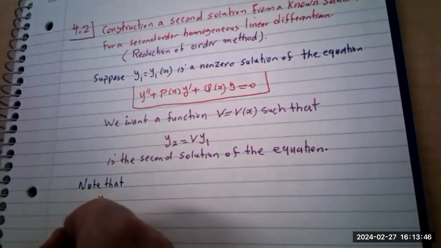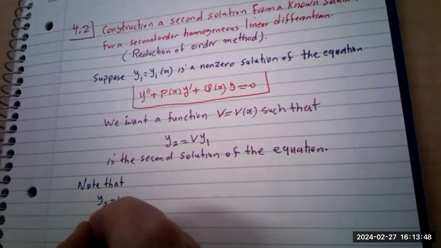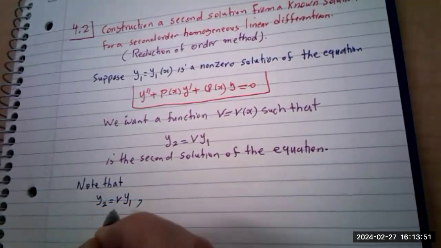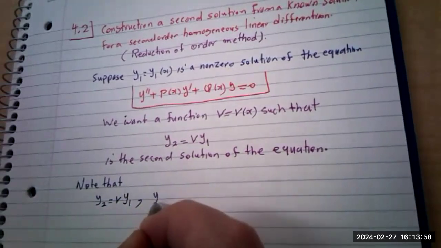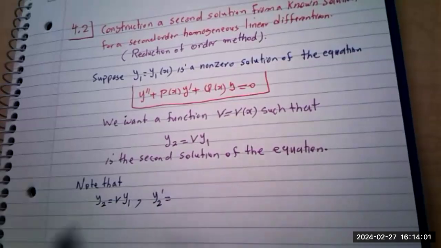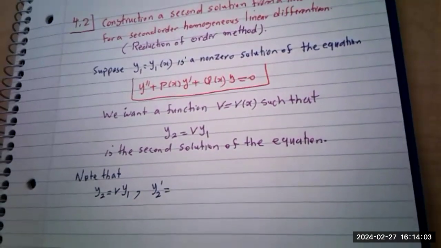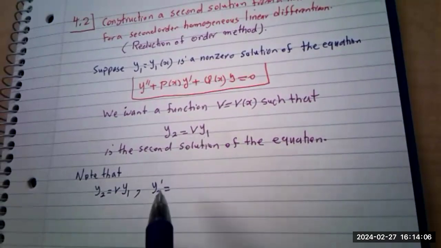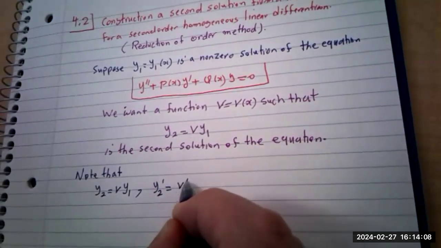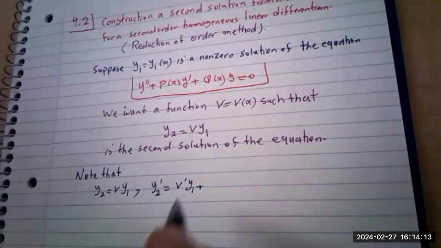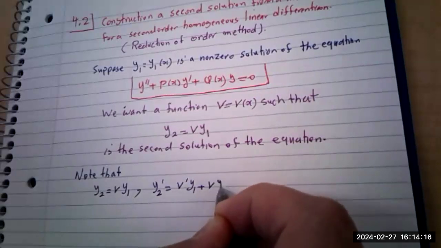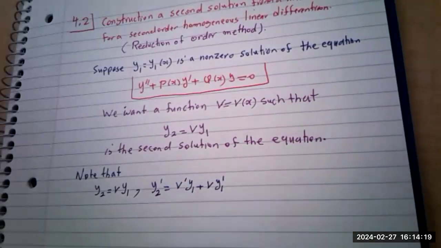So the function is y2 equals v y1. Differentiate it to find the first derivative. What is going to be y2 prime? For y2 prime, you have to use the product rule: derivative of the first times the second, plus the derivative of the second times the first. All of them are functions. So it's going to be v prime times y1 plus v y1 prime. This is the first derivative.